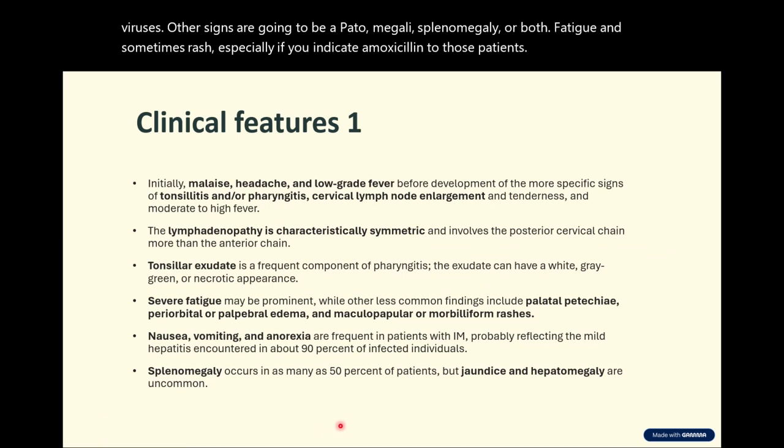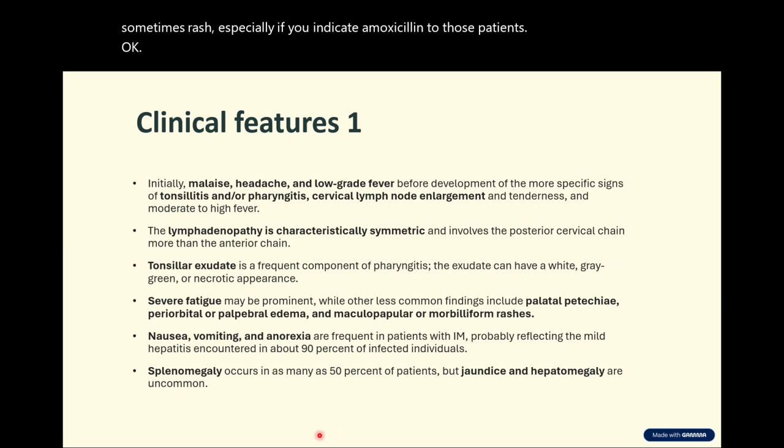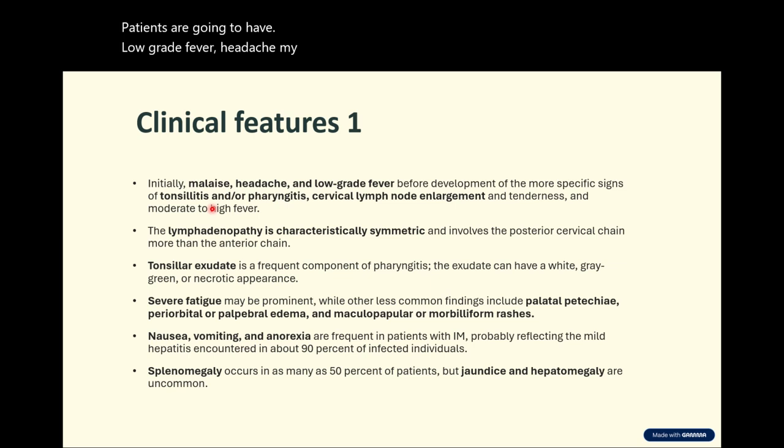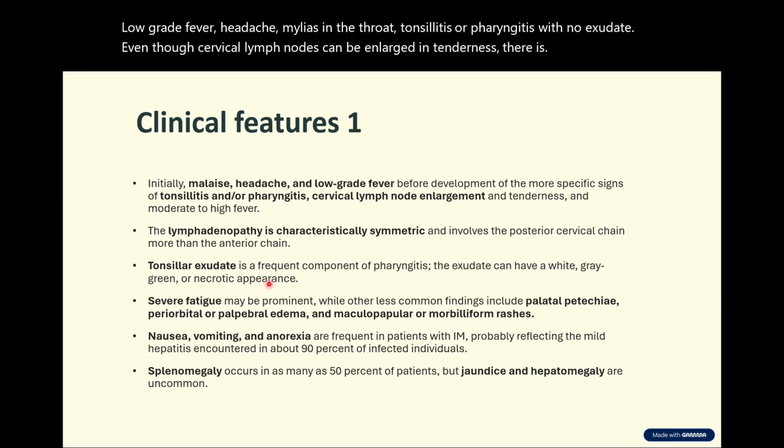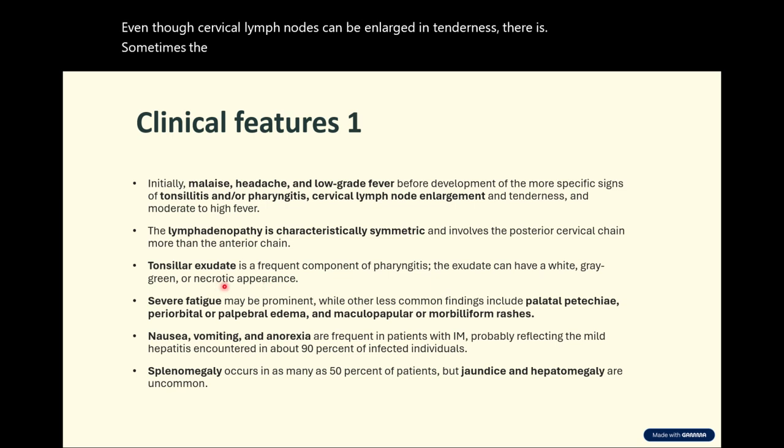Okay, patients are going to have low-grade fever, headache, malaise, and in the throat, tonsillitis or pharyngitis with no exudate, even though cervical lymph nodes can be enlarged and tender. Sometimes the exudate in the tonsils can be gray, green, white, or of necrotic appearance.